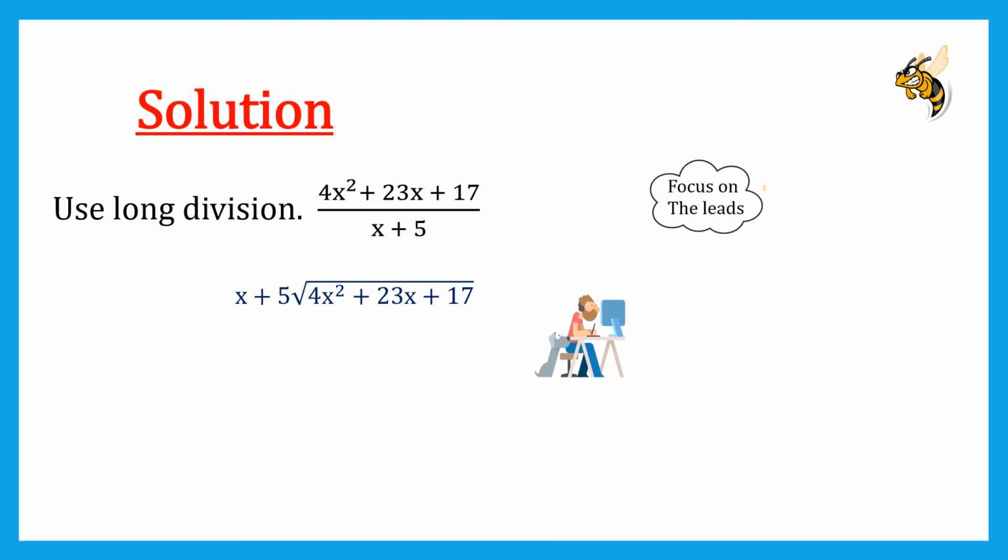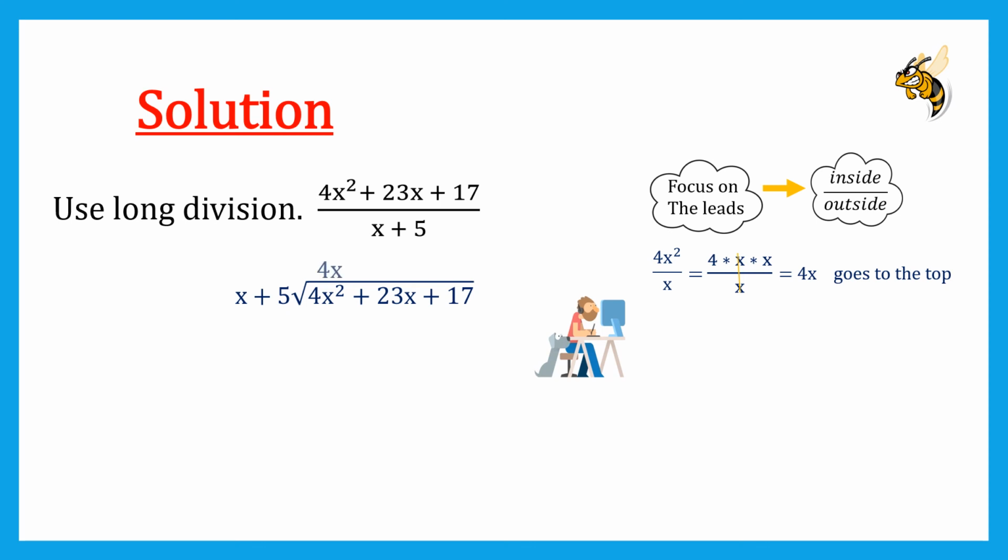Remember, we're focusing on the lead. It's going to be inside divided by the outside. The lead on the inside is 4x squared. The lead on the outside is x. So therefore, it's going to be 4x squared divided by x. If you factor it, it's going to be 4 times x over x. That means the x in the bottom cancels the x in the top, which leaves you with 4x, and that 4x goes on the top.